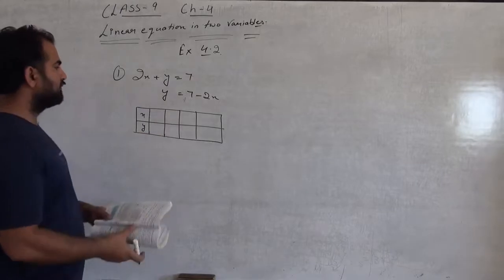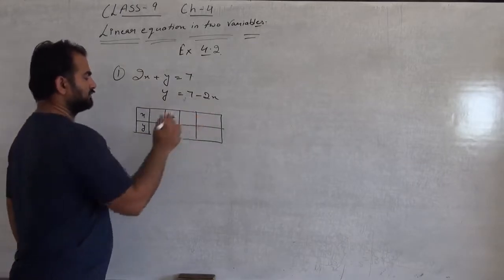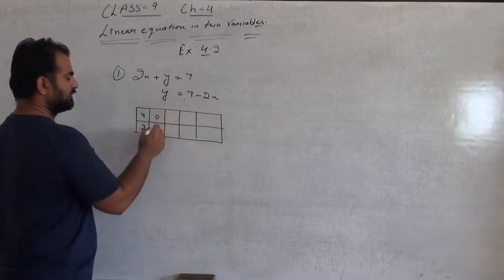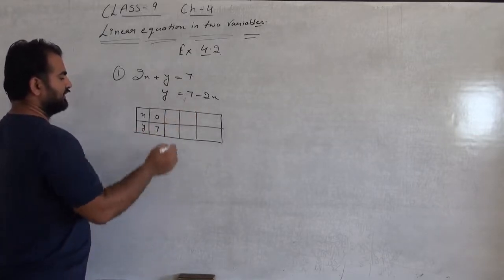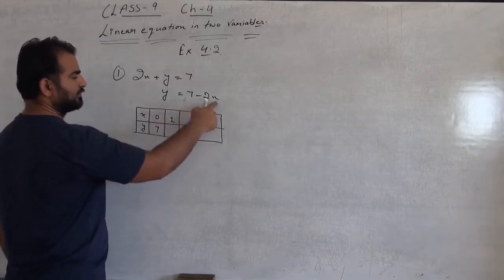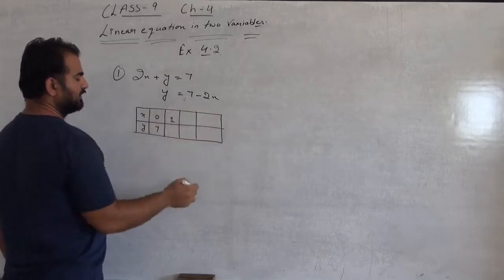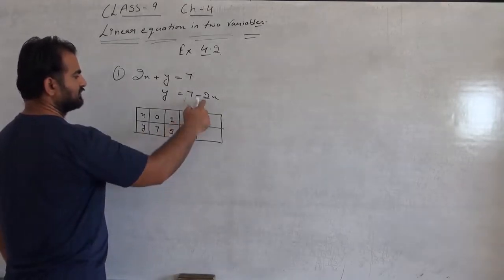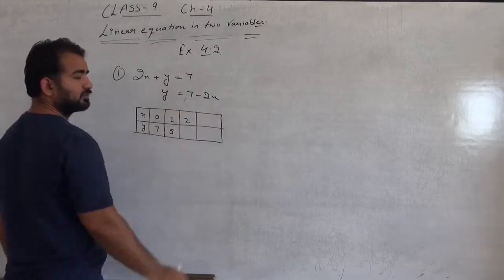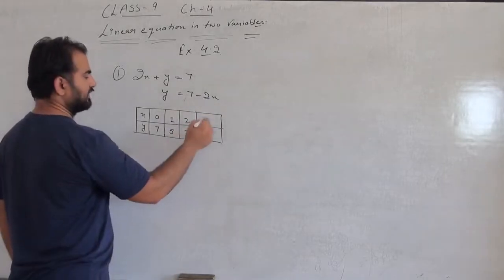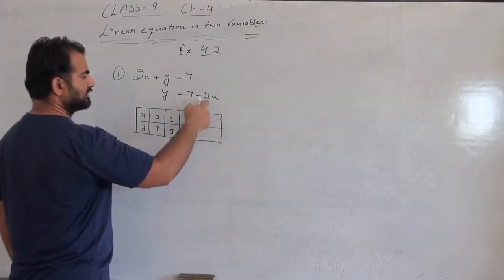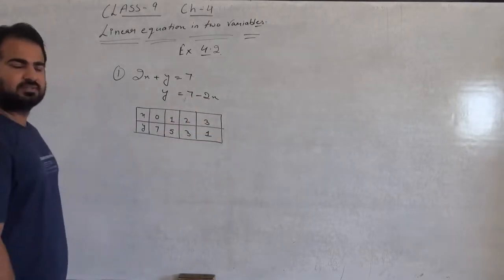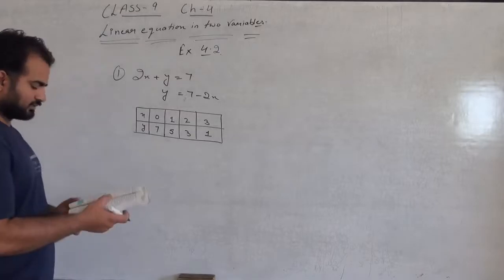So what we have to do, we will place x equals 0. If x equals 0, 7 minus 0 will be 7. Then x equals 1. So 2 into 1 will be 2 and 7 minus 2 will be 5. x equals 2. 2 into 2 will be 4 and 7 minus 4 will be 3. x equals 3. 3 into 2 is 6, 7 minus 6 is 1. We got all the answers. We have to find 4 solutions.